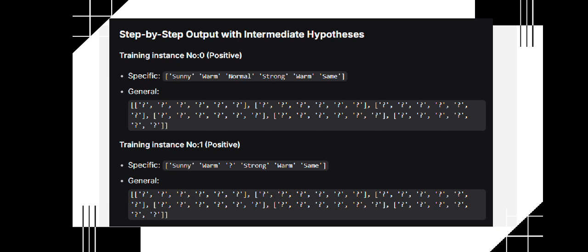This represents the most general condition that still satisfies the training data. It means either the sky must be sunny or the air temperature must be warm. These are broader acceptable boundaries compared to the specific hypothesis.